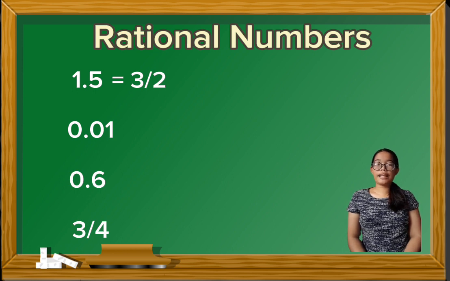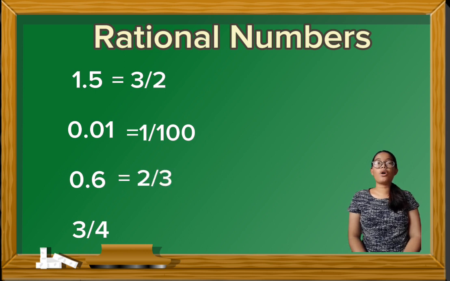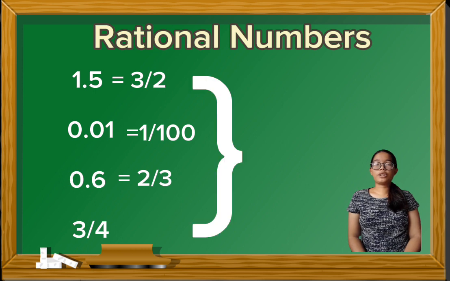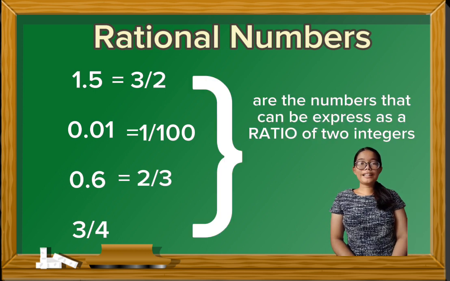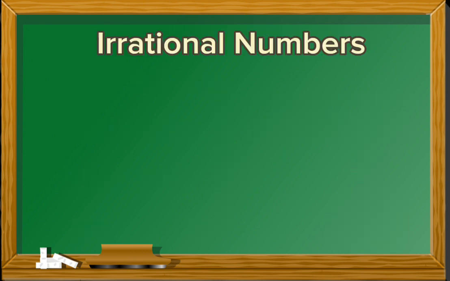1.5 can be expressed as 3 over 2, 0.01 can be expressed as 1 over 100, 0.6 can be expressed as 2 over 3, and 3 over 4 is already in fraction form. What is common among these numbers? These are the numbers that can be expressed as a ratio of two integers. Our irrational numbers are this one and the pi.